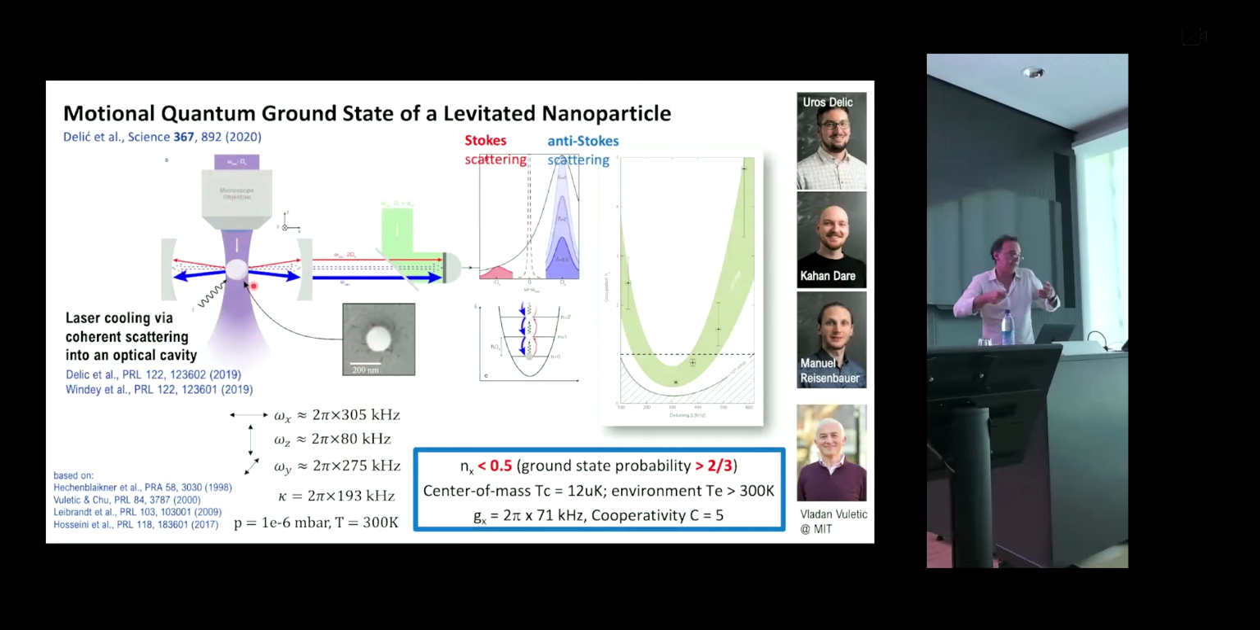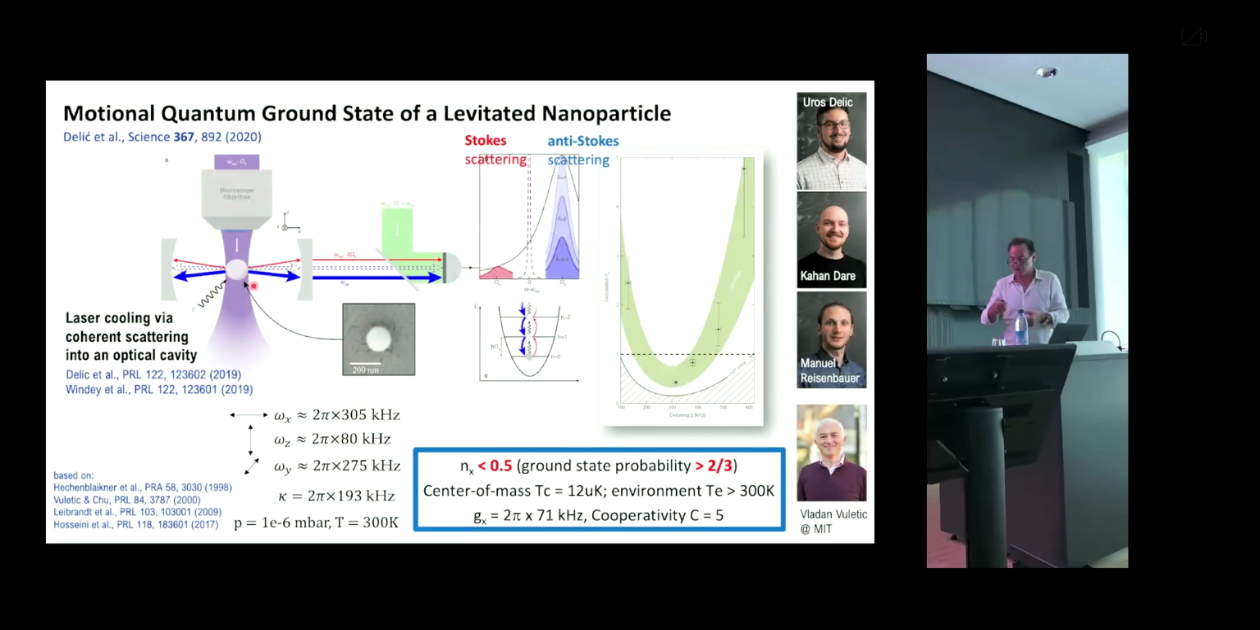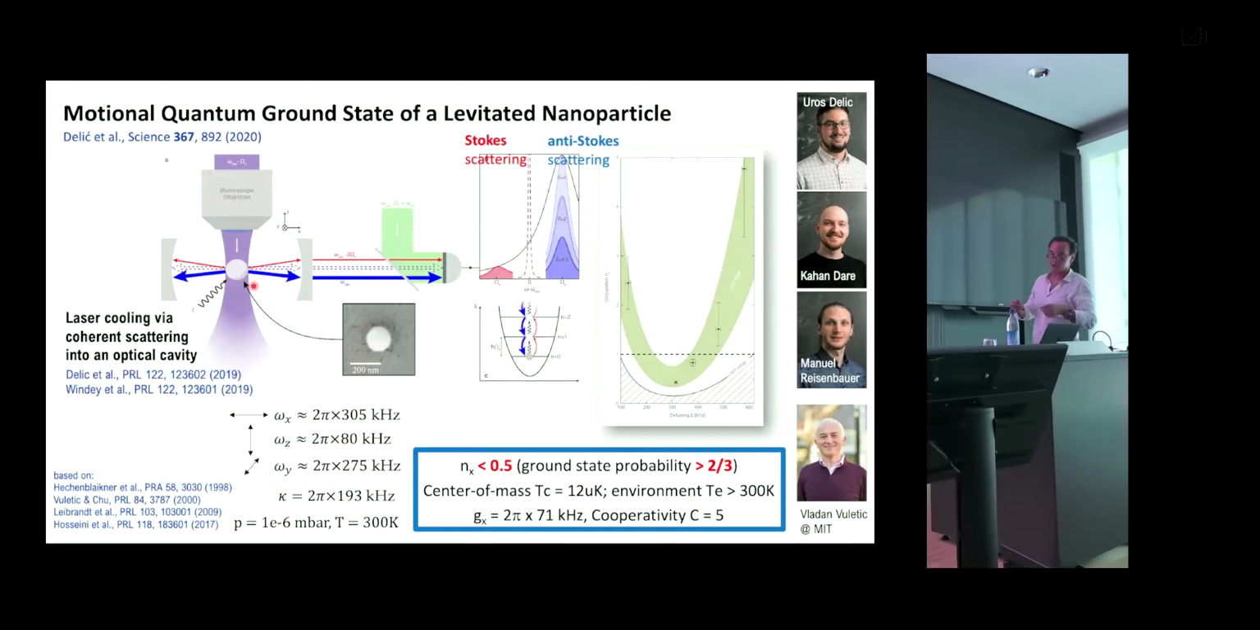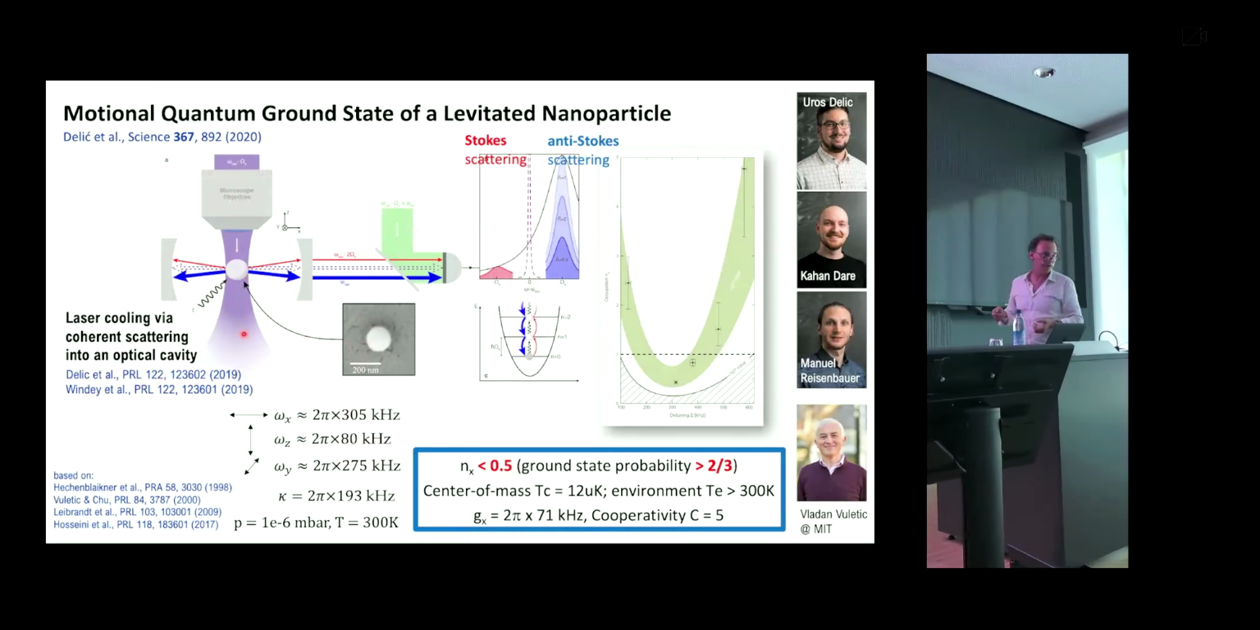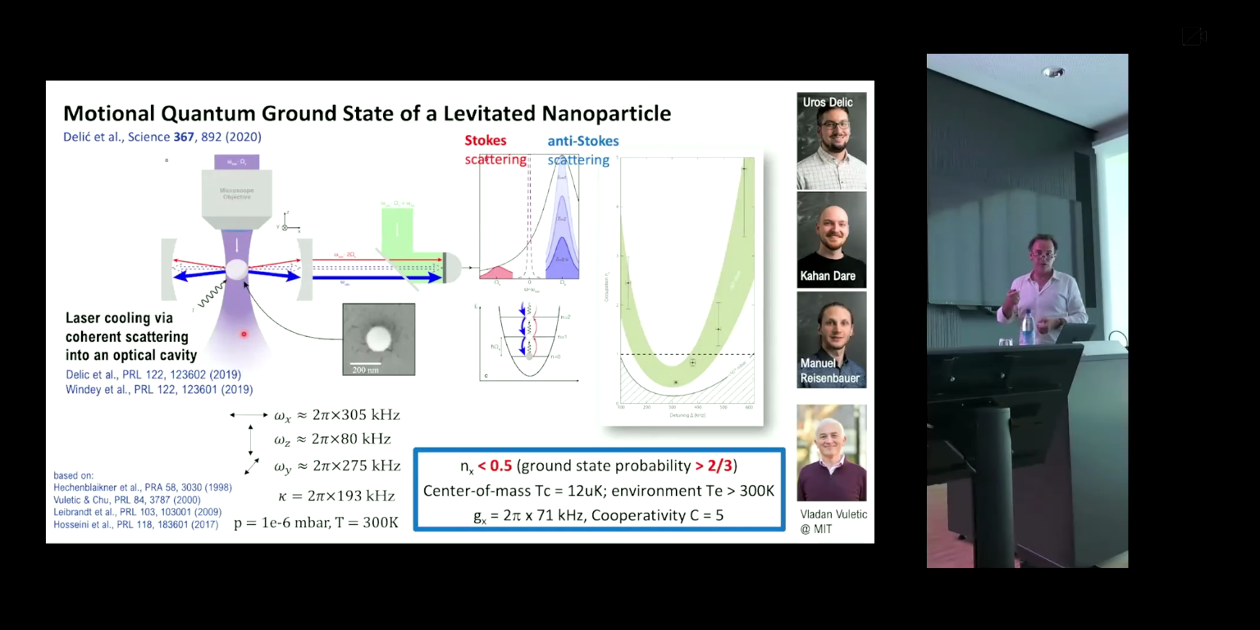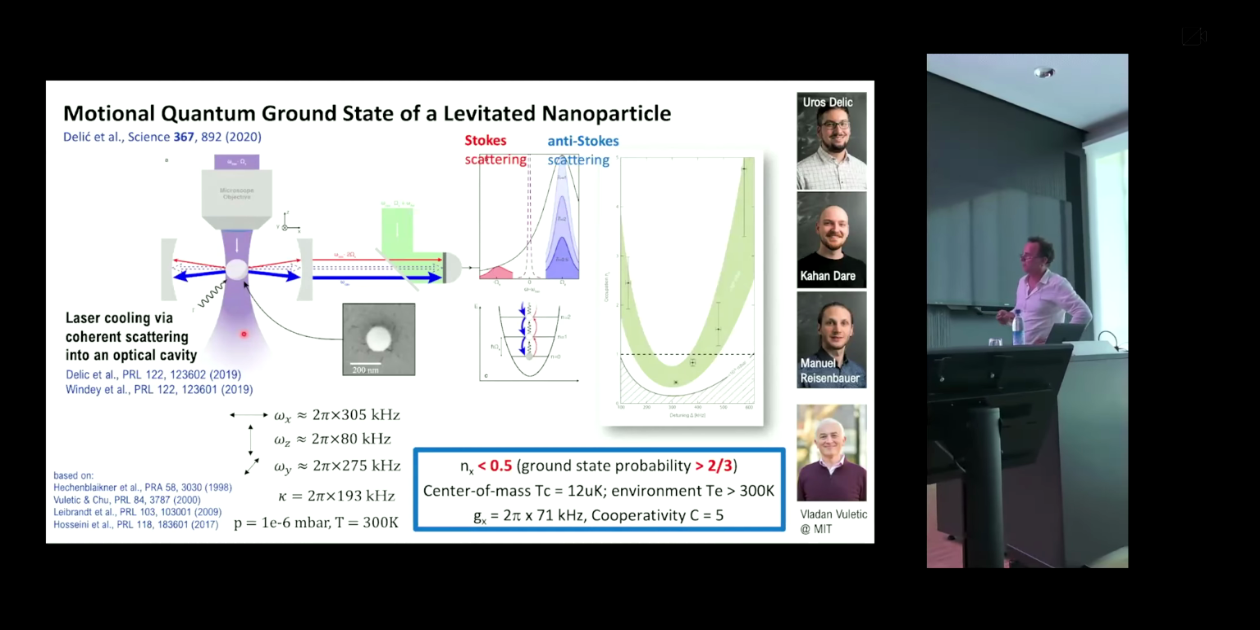So what you do is you again detune your tweezer such that only the anti-Stokes scattered photons in your Raman scattering process are resonantly enhanced. This is essentially laser cooling via coherent scattering into a cavity. This is a method that was suggested in the early 2000s independently by Vuletic and Chu, to cool molecules where you don't have access to any internal transitions, and by Helmut Ritsch in Innsbruck back at the time. And this is essentially an implementation of that method.